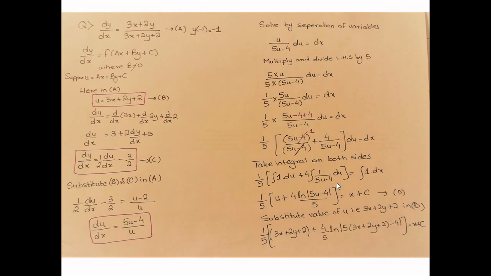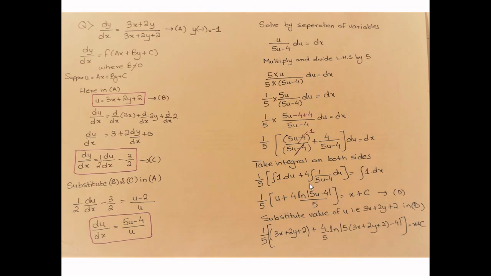So I can take the integral on both sides, and as you know, the integral of 1 du will result in u, and the integral of 1 by 5u minus 4 will result in natural log of 5u minus 4 divided by 5. And how has this 5 come? As you know, you have to take the derivative of this part and divide by that derivative. Now this is equal to x plus c.